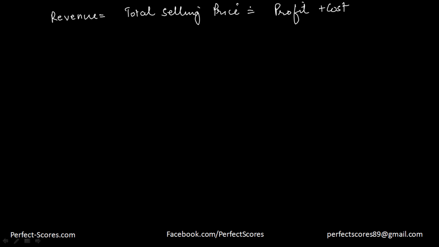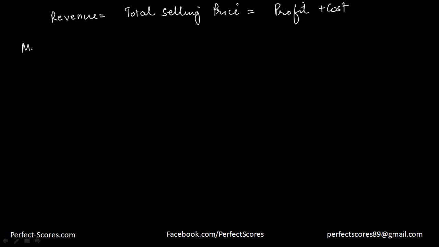Revenue is equal to your total selling price, the money that you generate by selling your products. This includes the profit, and it includes the cost as well. So revenue is the total selling price, which is equal to the profit plus the cost. Now let's talk about different types of revenue.